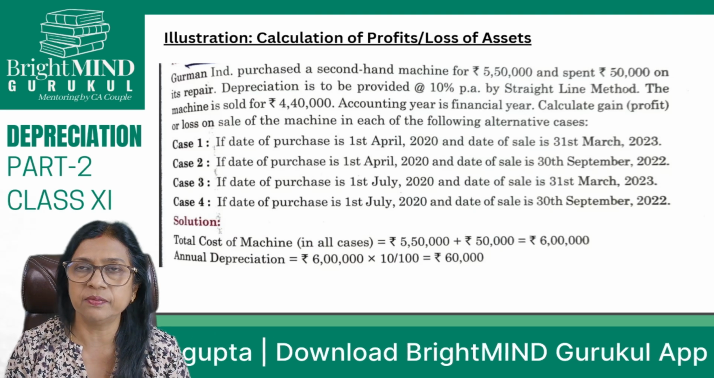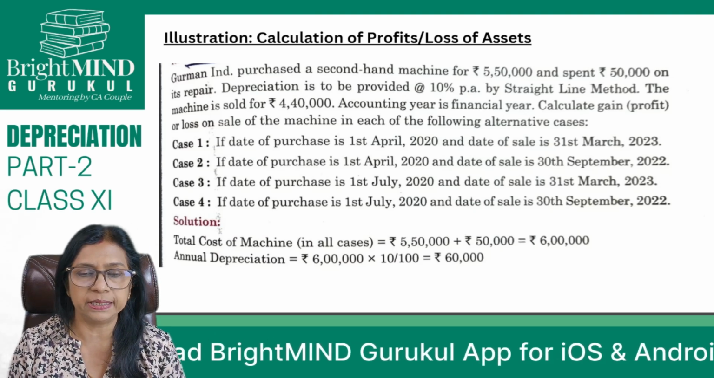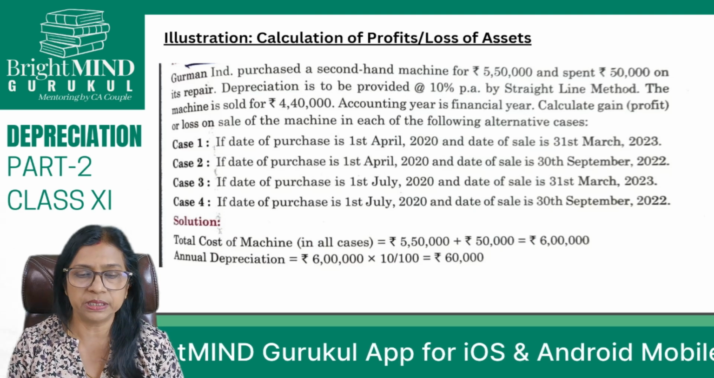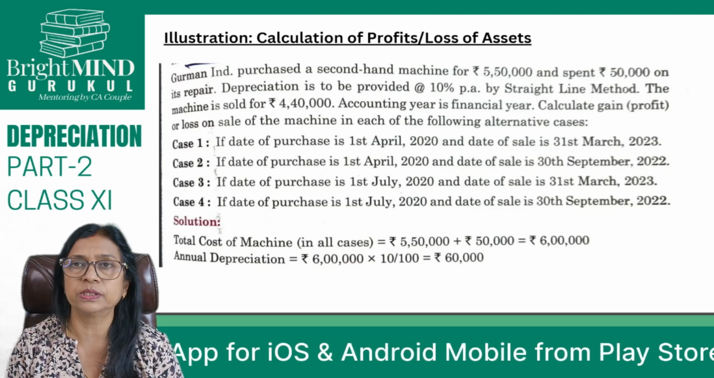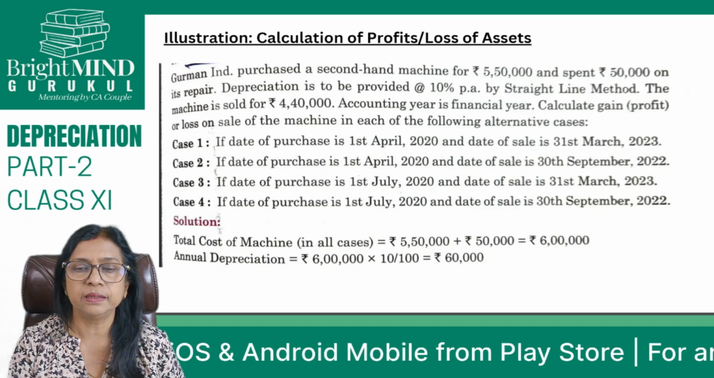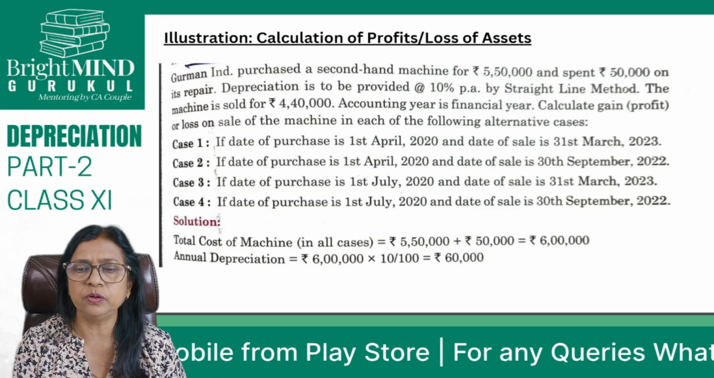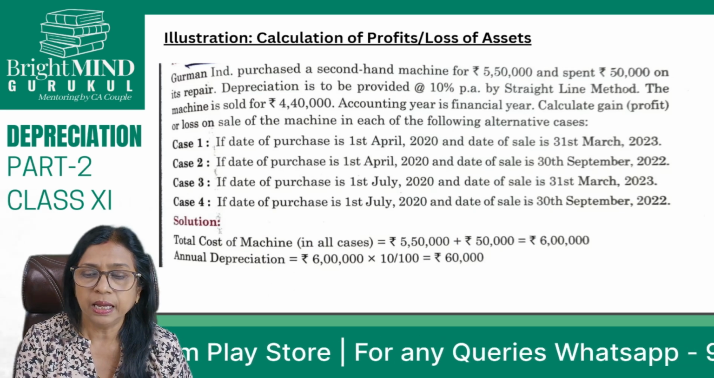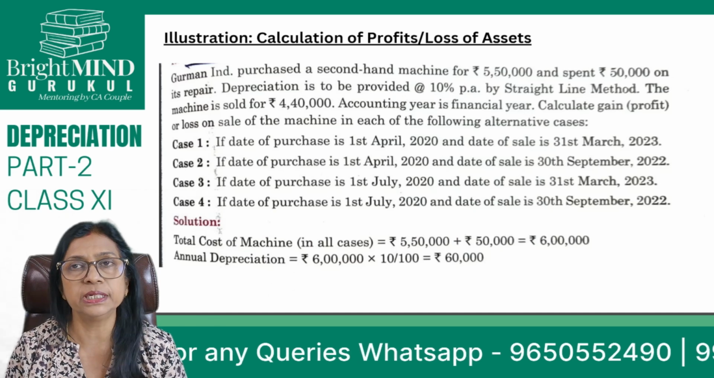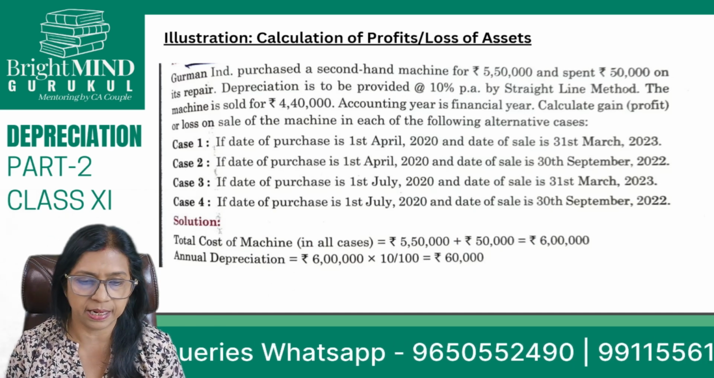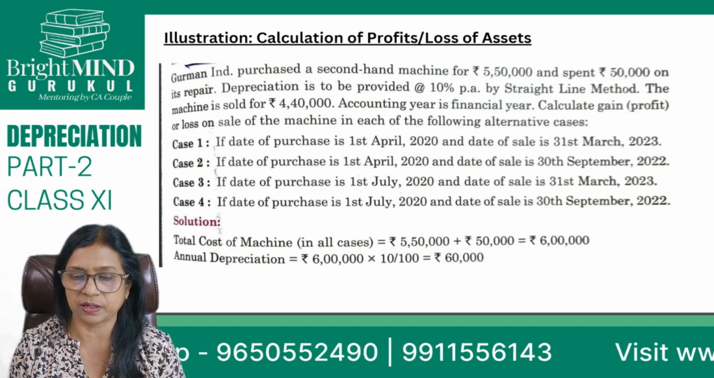So 4 cases are given and we have to understand the difference where the profit or loss is and how to treat it. The total cost of machinery to start with is 5,50,000 plus 50,000. This has to be added because the machinery is still not usable. So all the expenses made to make the machinery come to use are added to the cost. So 5,50,000 plus 50,000 is the total cost of the machine, that is 6 lakh. Now the depreciation will be 10% of 6 lakh, which is 60,000.